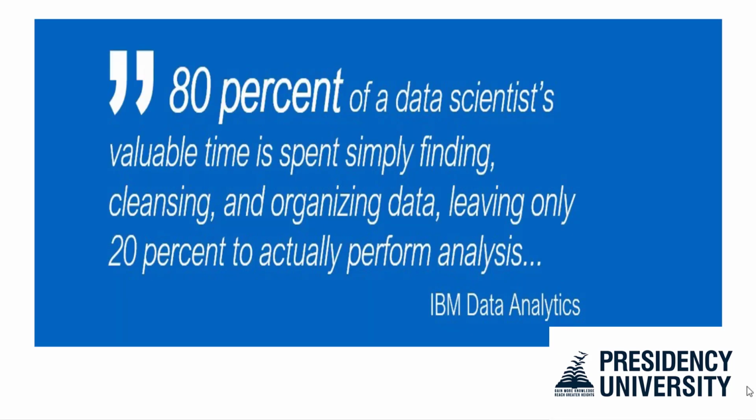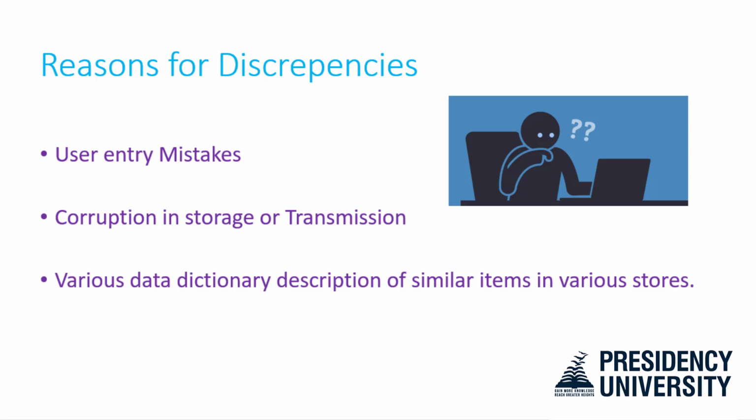IBM Data Analytics quotes that 80% of a data scientist's valuable time is spent simply finding, cleansing, and organizing data, leaving only 20% to perform the actual analysis. The common reasons for discrepancies in a dataset may be as follows. User entry mistakes: a user may enter data wrongly. Corruption in storage or transmission. The third one may be various data dictionary descriptions of similar items in various stores. The same product may be quoted differently by different companies, and this may also create discrepancies in the dataset.